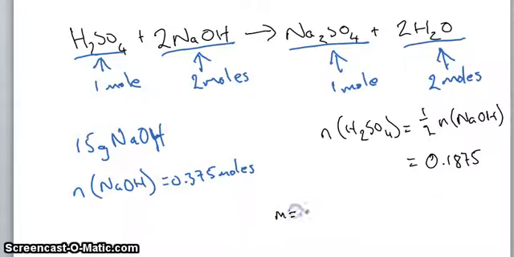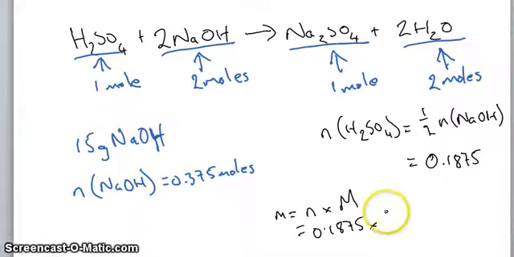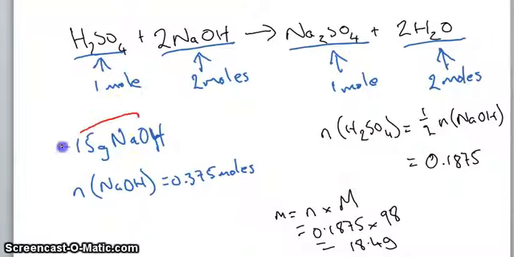Mass equals the number of moles times the molar mass, which equals 0.1875 times the molar mass of sulfuric acid, which is 98, and that will give us our answer of 18.4 grams. So to neutralise 15 grams of sodium hydroxide here, we need 18.4 grams of sulfuric acid.